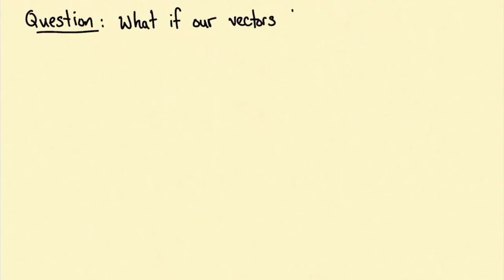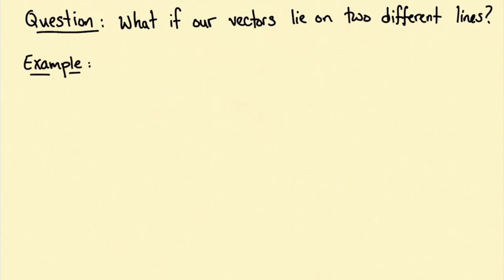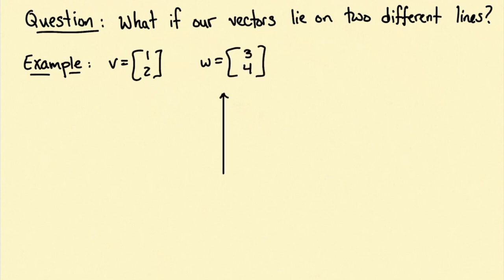So of course, this brings up another good question. What happens if we choose two vectors that lie on two different lines? For example, let's take the two vectors v with entries 1 and 2 and w with entries 3 and 4. If we plot these two vectors, we can actually see that they definitely do not lie on the same line.